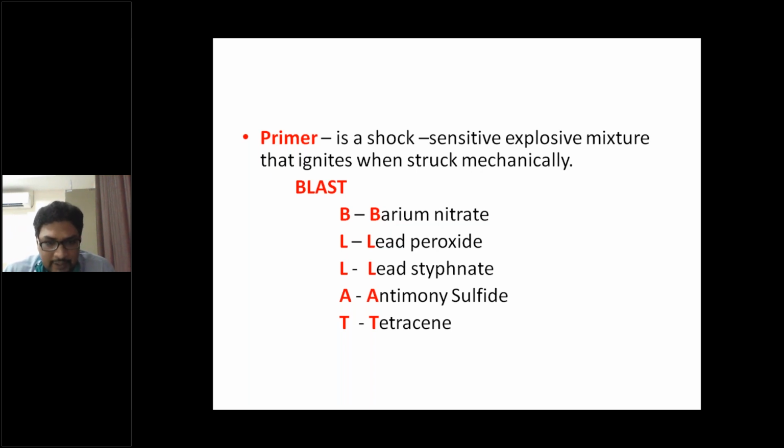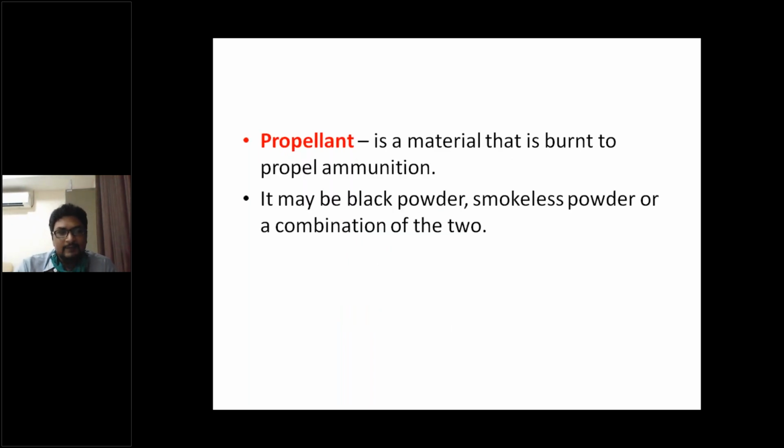B, barium nitrate. L, lead peroxide. L, lead styphnate. A, antimony sulfide. T, tetrazene. So in BLAST there is a double L, and S is not there. So again, remember BLAST: barium nitrate, lead peroxide, lead styphnate, antimony sulfide, and tetrazene. This is the composition of the primer.